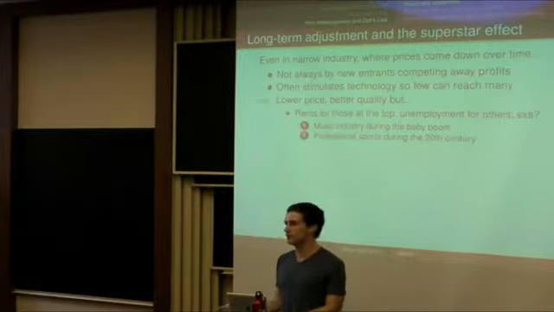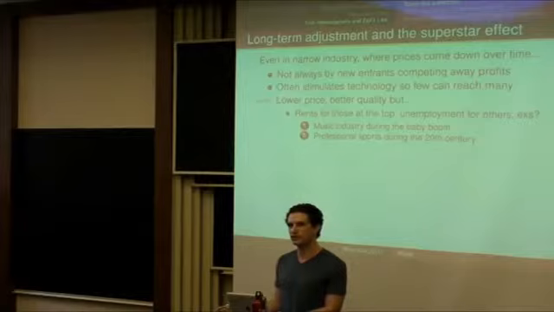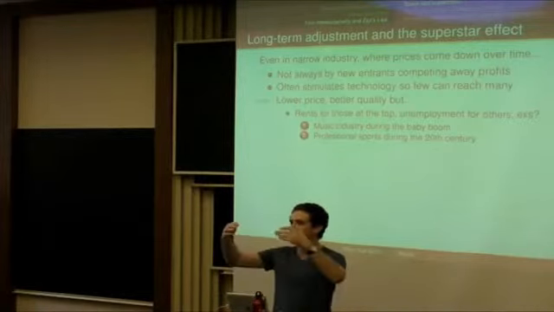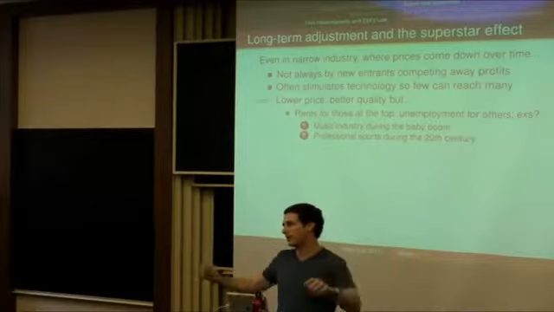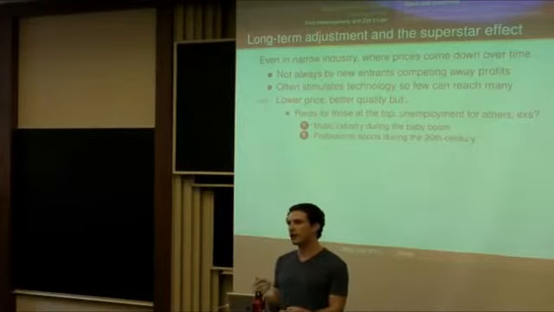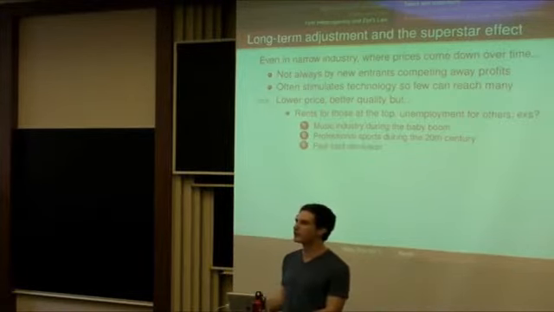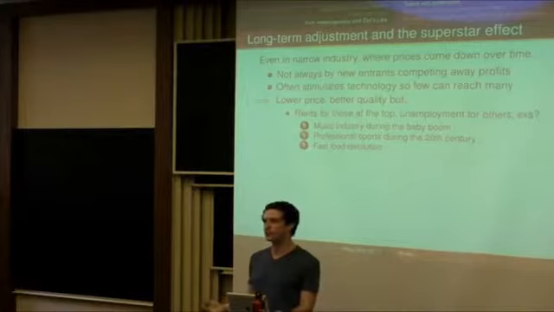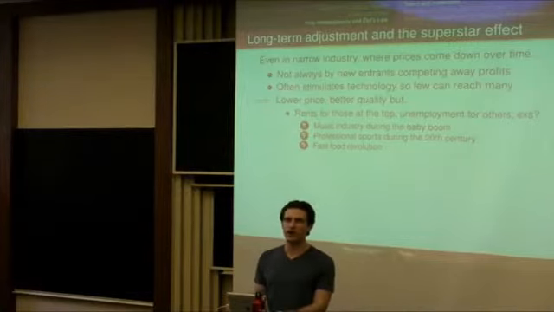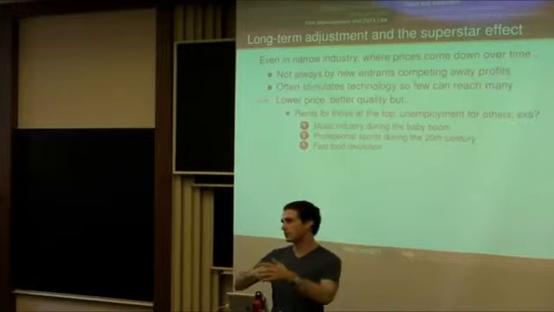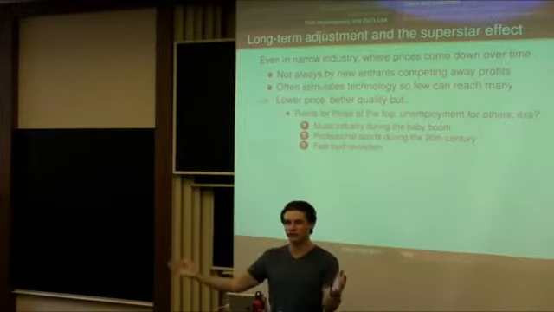Professional sports is another example that developed over the 20th century. When there was a lot of demand for sports, it was actually that the top people were able to reach more people, rather than there being many more teams or many more sports. Similarly, the fast food revolution happened during a similar period. What happened was not that there were more and more burger stands. It was that McDonald's and Burger King colonized the whole world, right?